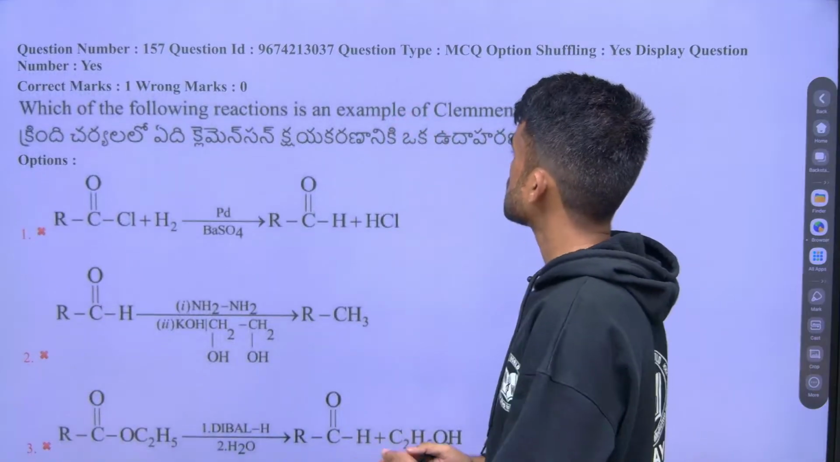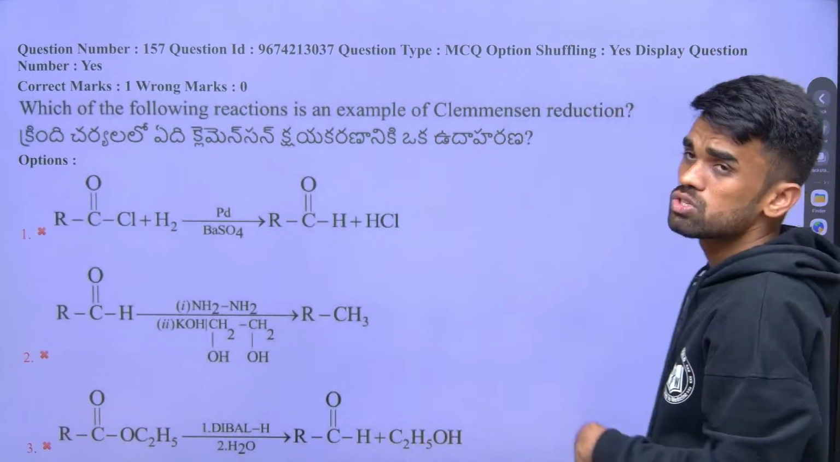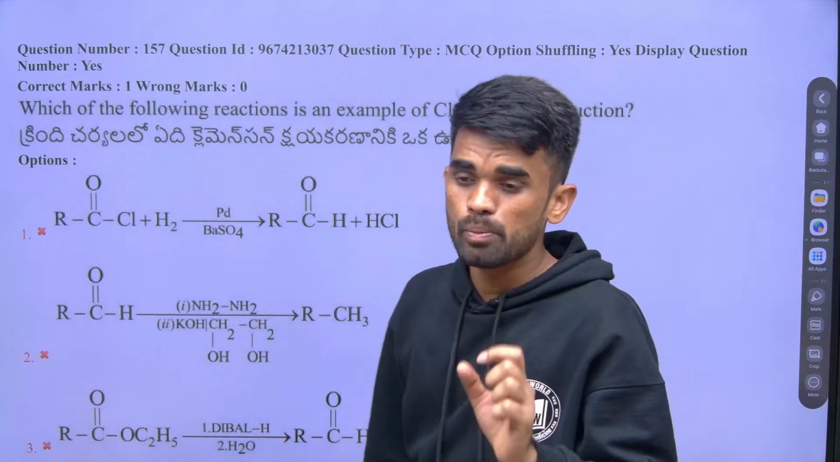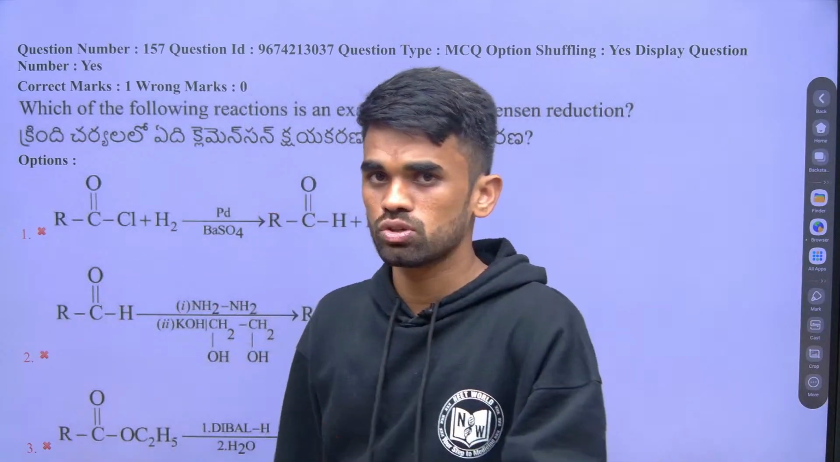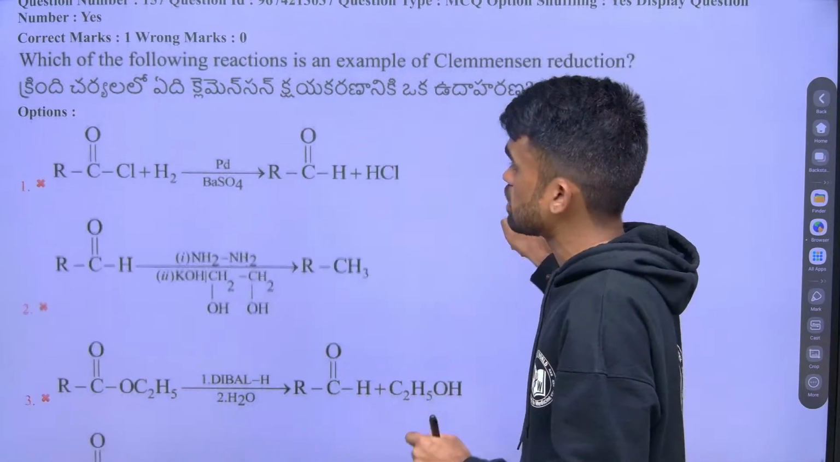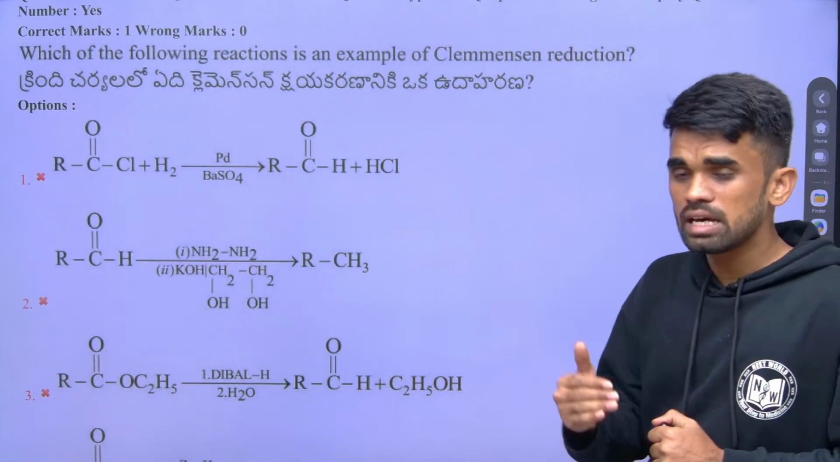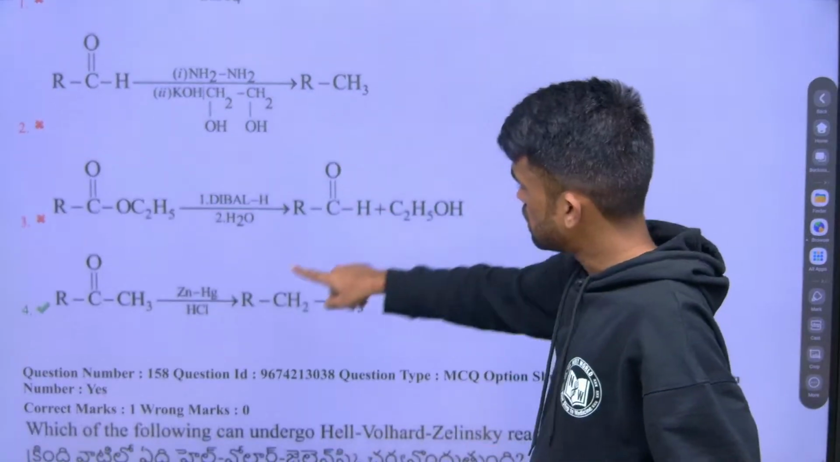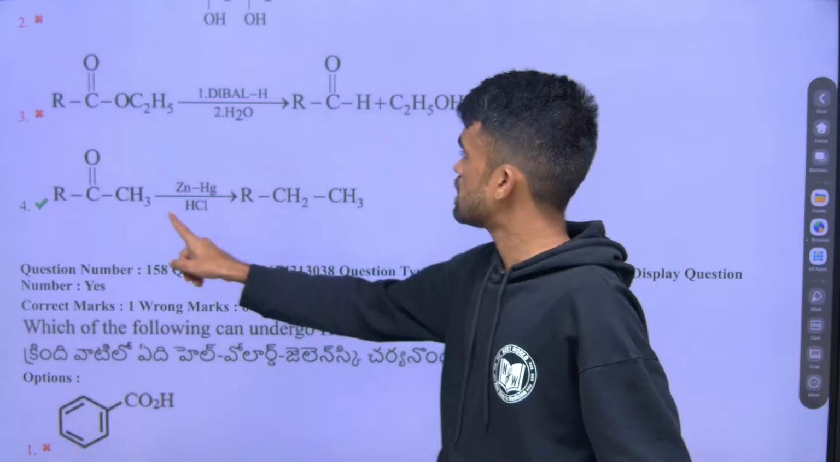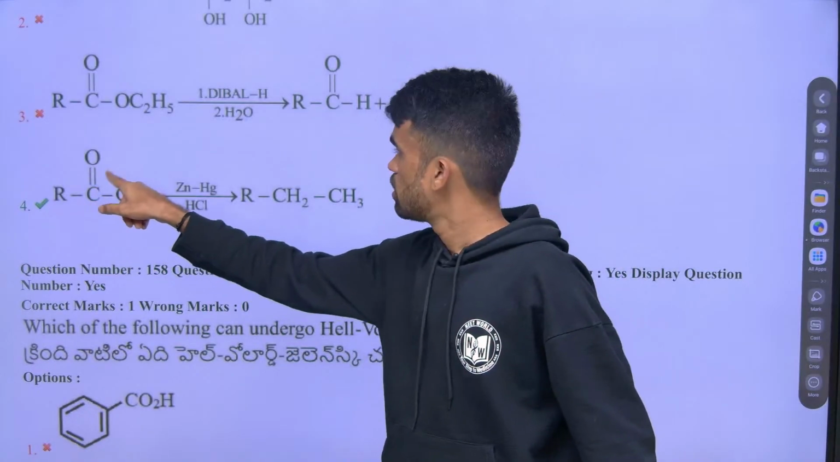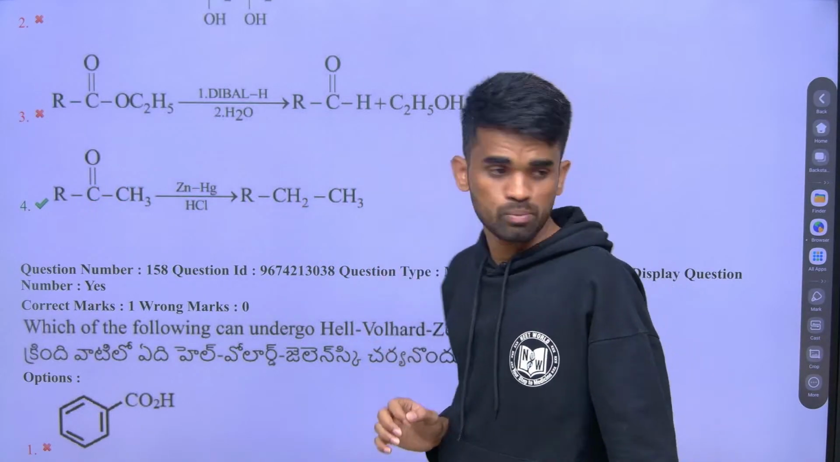Which of the following reactions is an example of Clemmensen reduction? In Clemmensen reduction, the carbonyl group, CO, is converted into CH2. It means methylene is formed in acidic medium with zinc amalgam. So where do we have zinc amalgam? See, the CO group is converted into CH2. What is the conversion? Remove the oxygen and replace it with 2 hydrogens. That is our product.